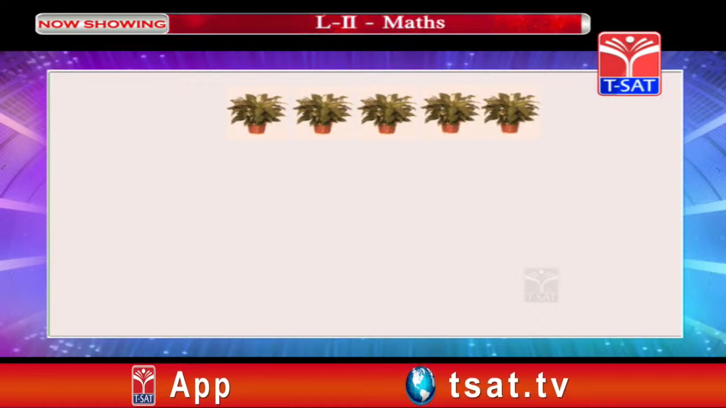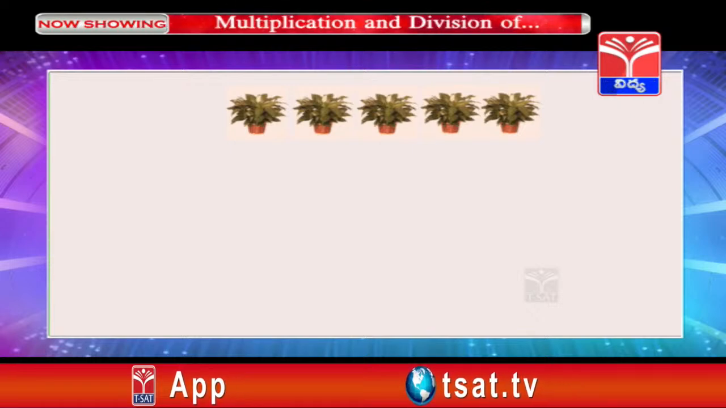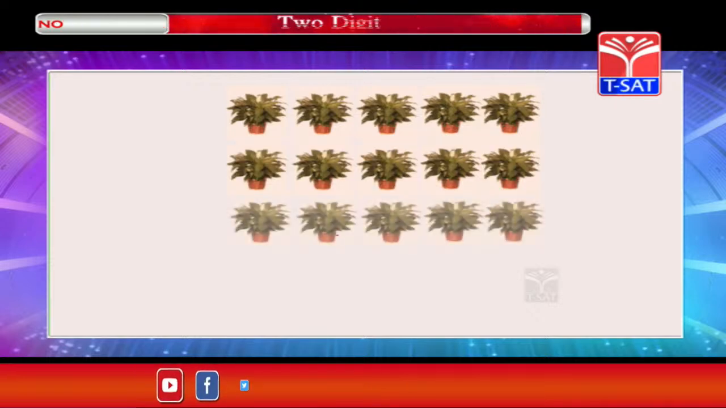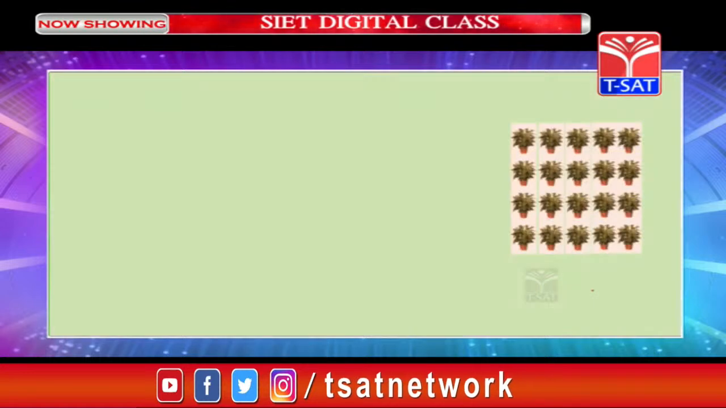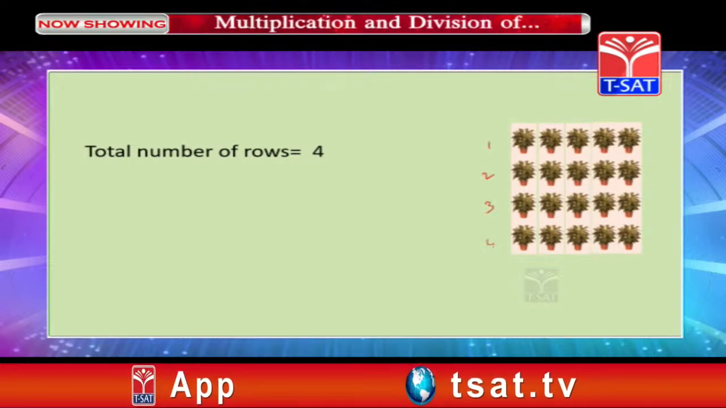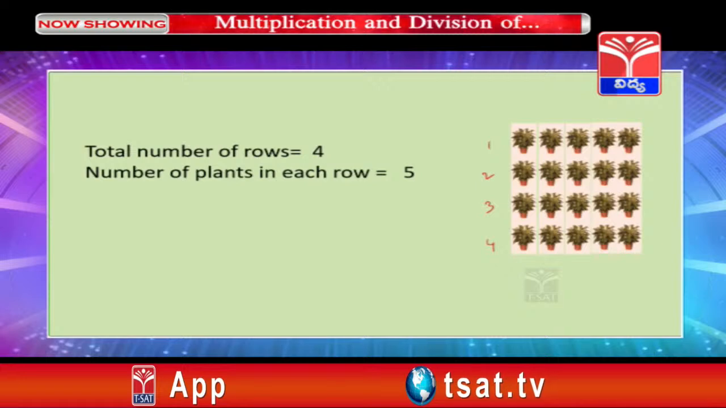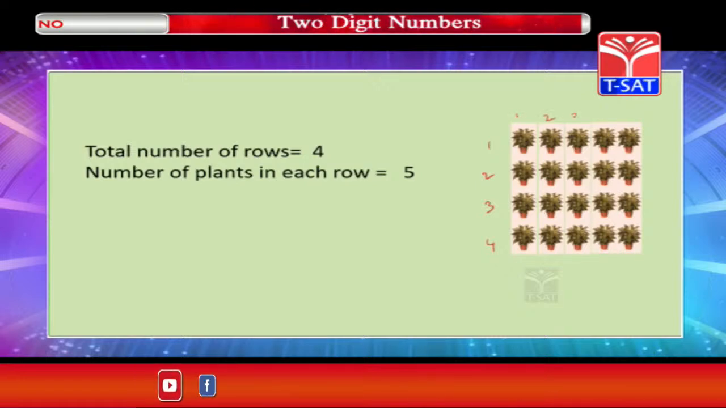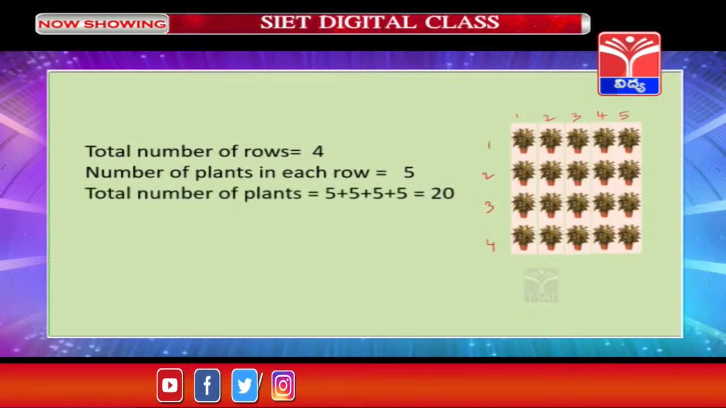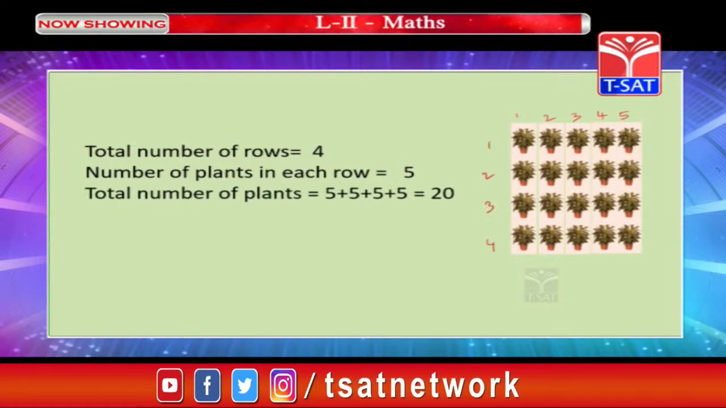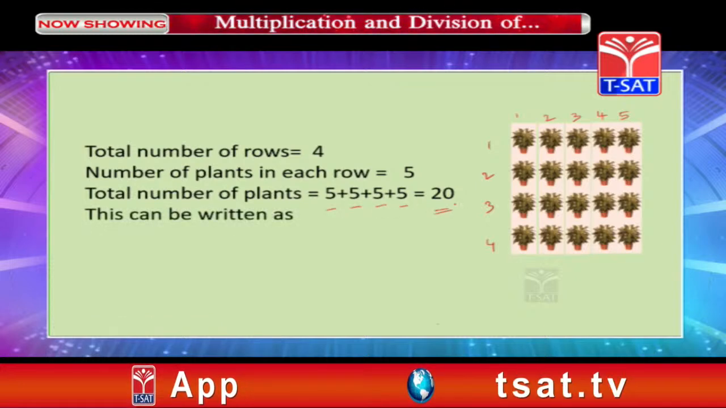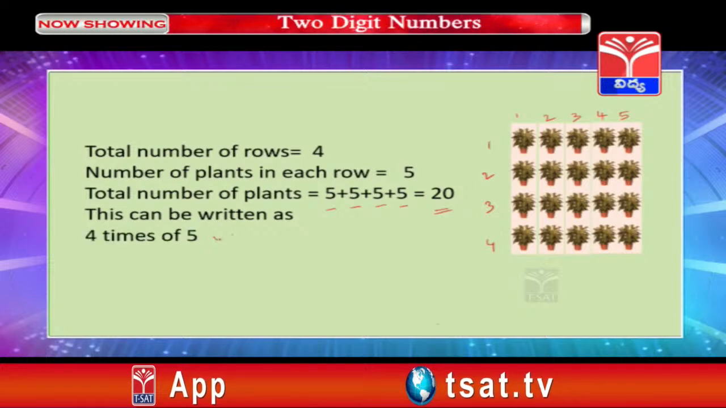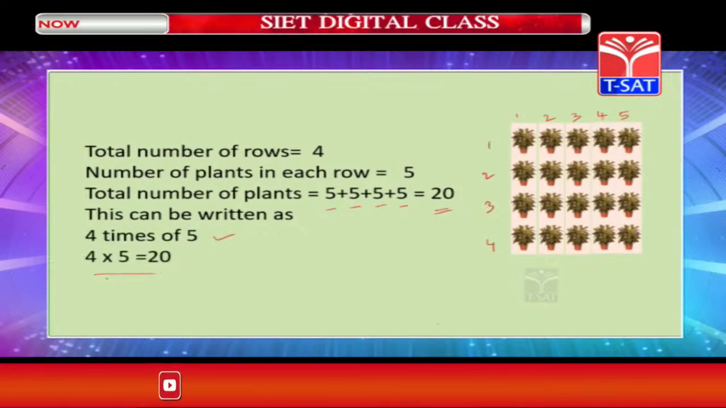What are you observing? Some plants. 1, 2, 3, 4, 5. Okay, you are observing on the screen. So 1, 2, 3, 4. So children, the total number of rows is 4. In each row, how many plants are there? 1, 2, 3, 4, 5. Right? So the total number of plants is equal to 5 plus 5 plus 5 plus 5, that equals 20. And this can be written as 4 times 5, and this is 4 into 5.